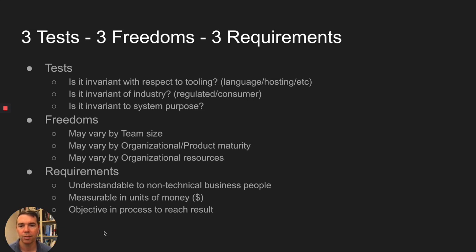And it's objective in process to reach the result, meaning two independent actors can go through the same algorithm, the same process to achieve an outcome. There may be some discretion involved or an estimate, but given the same estimates, the same two independent actors would reach the same conclusion. So in that respect, it needs to be objective in the process steps to go through to achieve the goal. So that's what we're looking for.